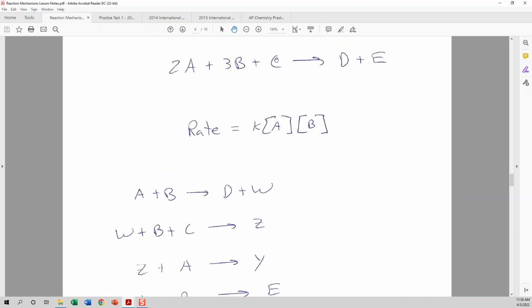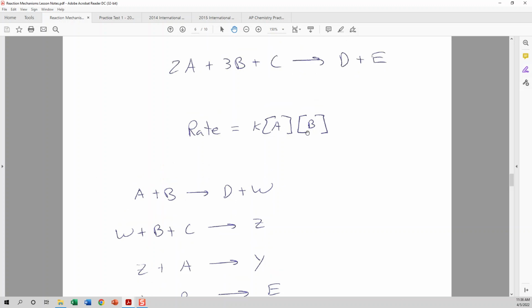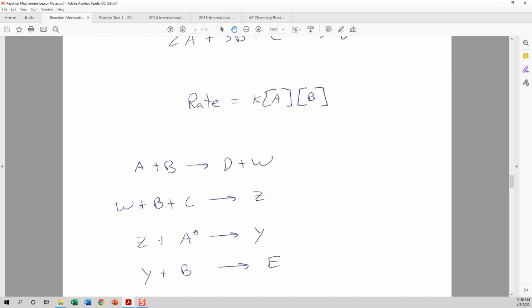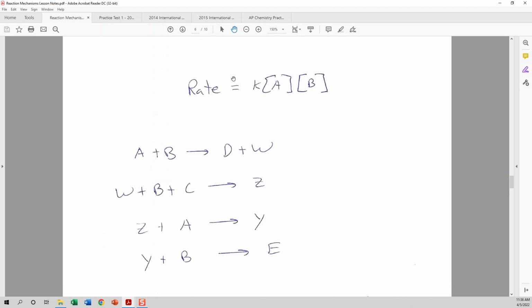So C must be involved in collisions after the rate determining step. So if this was my reaction, this was the proposed mechanism, and this I knew was my rate equation, I know that my first step here would be the rate determining step, because it shows A as first order and B as first order, 1A and 1B, and C is only involved in collisions below the rate determining step, so I don't have to worry about it. Okay, so the first step would be the RDS if that was the rate law.